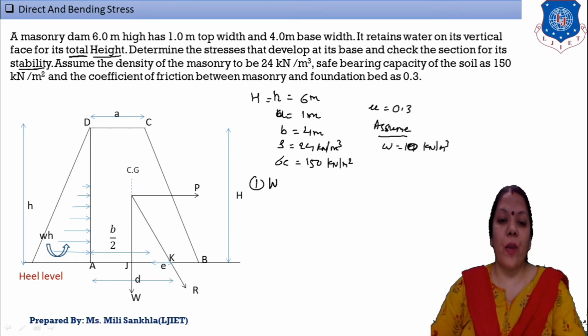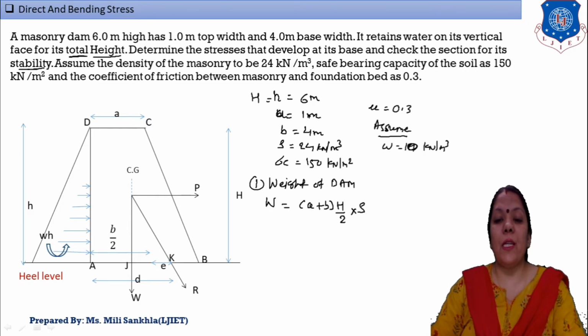First we find out the weight of the dam. The equation of the weight of the dam is capital W equals (A plus B) times H by 2 into density. Now A is the top width 1 meter, B is the bottom width 4 meter, height of dam is 6 by 2 and density is given 24. Now capital W, that means weight of dam, is equal to 360 kilonewton. My first answer is weight of dam.